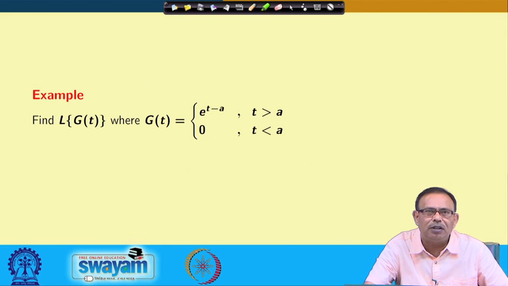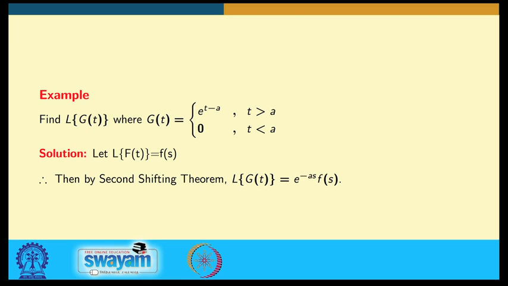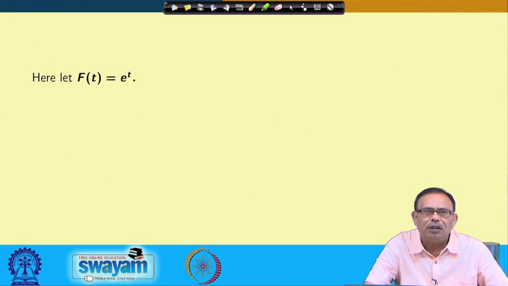Let us see the next example, the Laplace transform of g t, where g t is e power t minus a whenever t is greater than a, and for t less than a, the value of the function g t is equal to 0. So, we are assuming initially that the Laplace transform of g t is G s. Please note, by the second shifting property, the Laplace transform of g t is e power minus a s into F s.